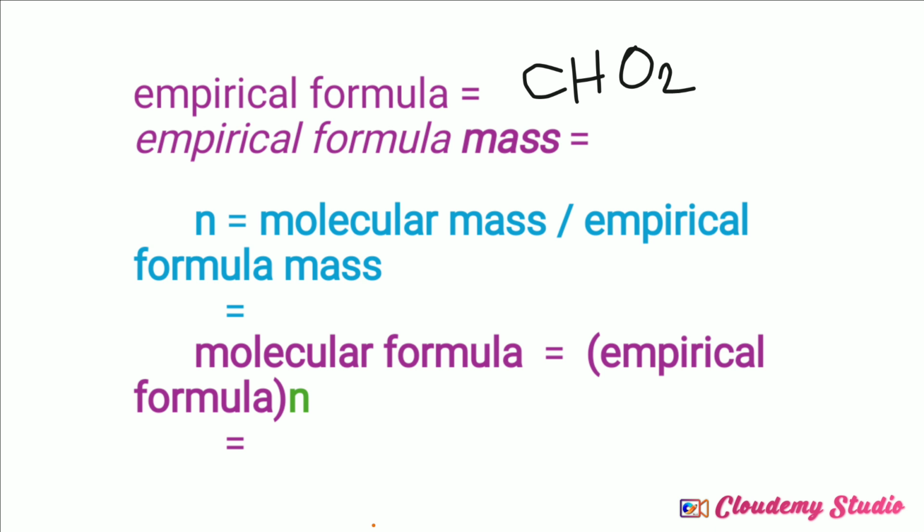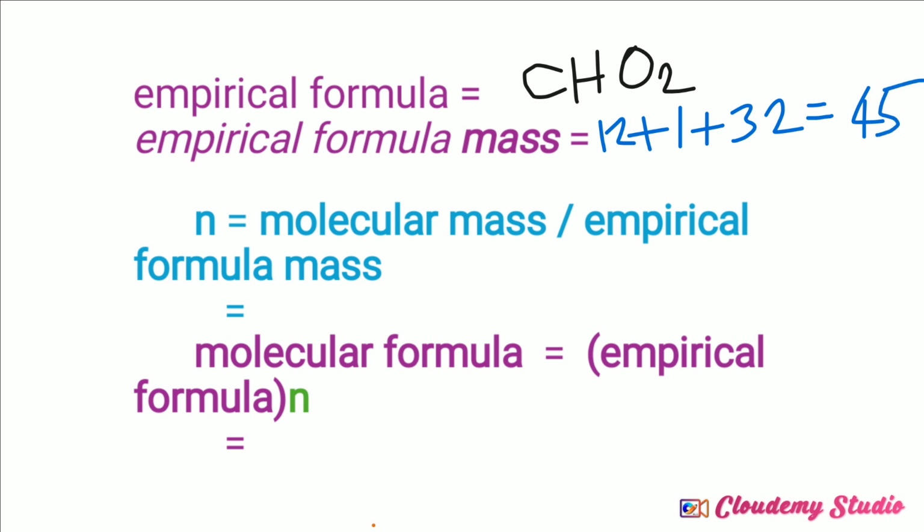The next we need to calculate the empirical formula mass. So that we are calculating now. 1 carbon atom, therefore its mass is 12. 1 hydrogen, its mass is 1. 2 oxygen atoms, 2 times 16, that is equal to 32. So when we add together, the result is 45.